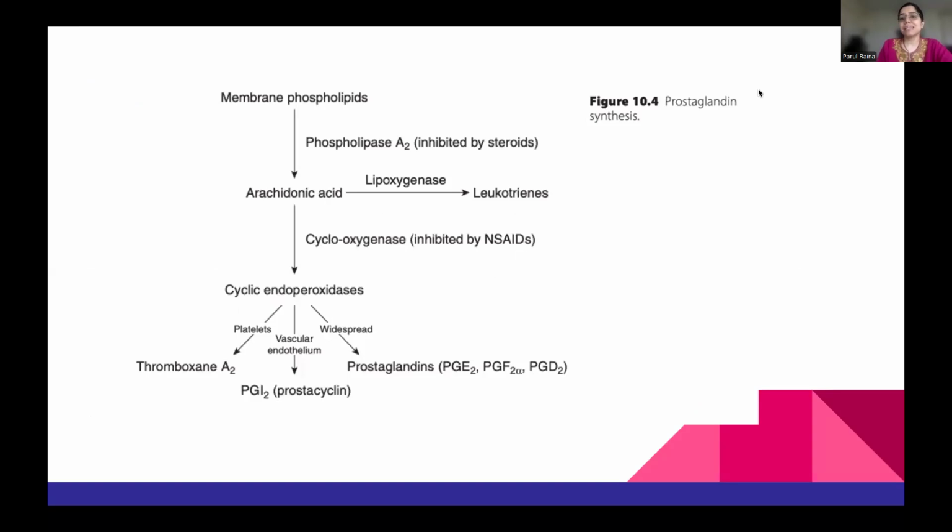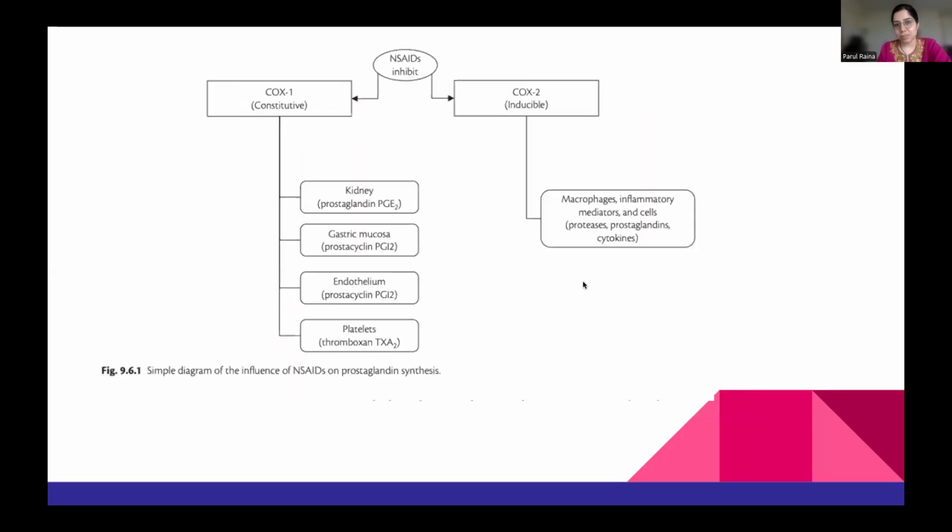This is the prostaglandin synthesis pathway, where we see that any endothelial membrane has phospholipids, and with the help of phospholipase A2, this results in the formation of arachidonic acid. With the help of lipoxygenase enzymes, you can see the formation of leukotrienes, and with cyclooxygenase enzyme there is formation of cyclic endoperoxides and various chemical mediators like thromboxane A2, PGI2, and prostaglandins. And it is this cyclooxygenase step which gets inhibited by the non-steroidal anti-inflammatory drugs.